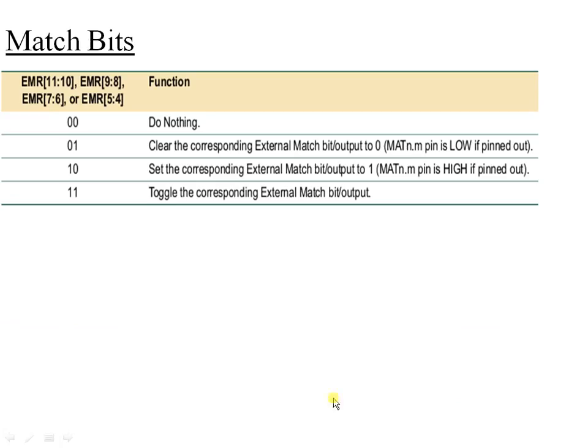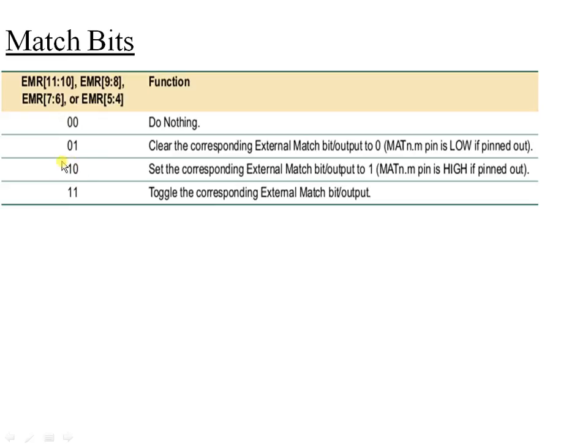We'll see that. If you're programming those 2 bits with 0 0, it means you're doing nothing on a match between TC and MR. If you're programming those 2 bits with 0 1, it means you're clearing the corresponding external match pin when TC equals the match register. It means a logic low is provided on that particular pin.